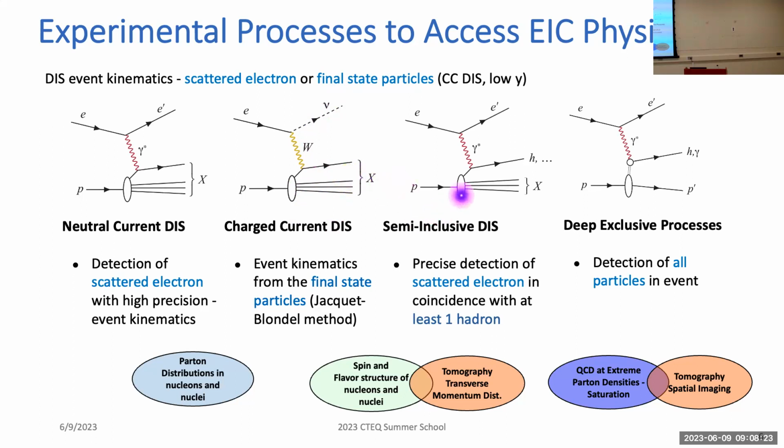In semi-inclusive deep inelastic scattering, now things get more complicated. Inclusive means I average over everything that happens here and all I measure is a scattered electron. Semi-inclusive means I try to detect a hadron that arises from the scattered parton, right? And then I average over everything else. Once I detect a hadron from the scattered parton, this gives me more information about what's going on inside the structure of the proton, and that's where I can extract things like momentum correlations, spin and momentum correlations, etc.